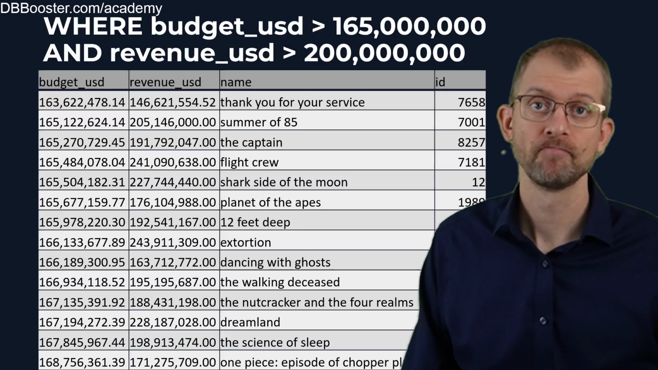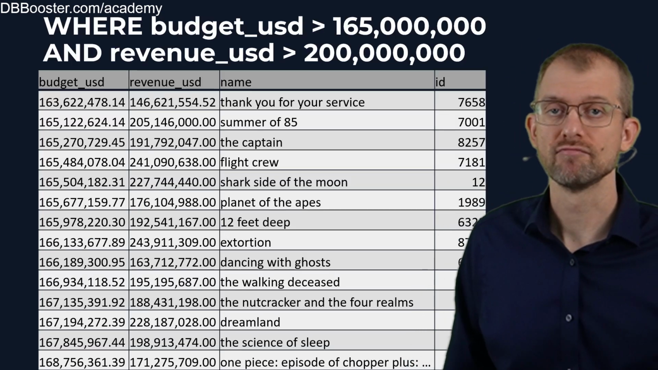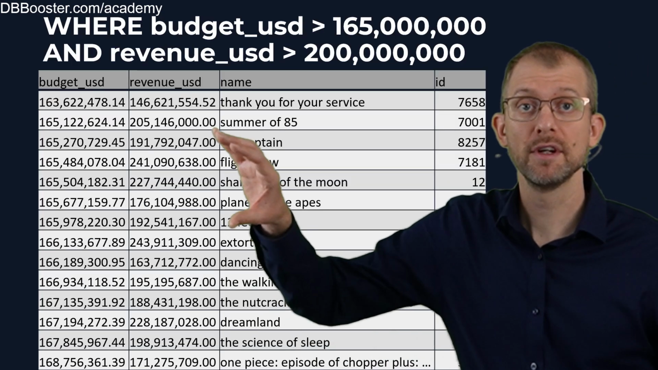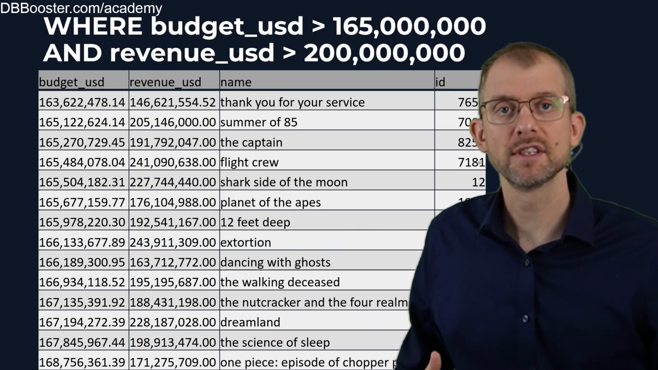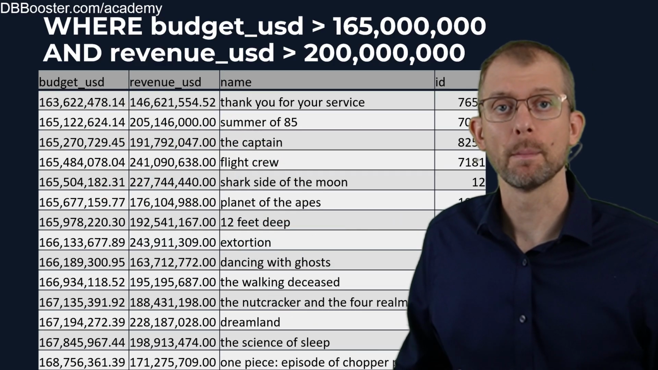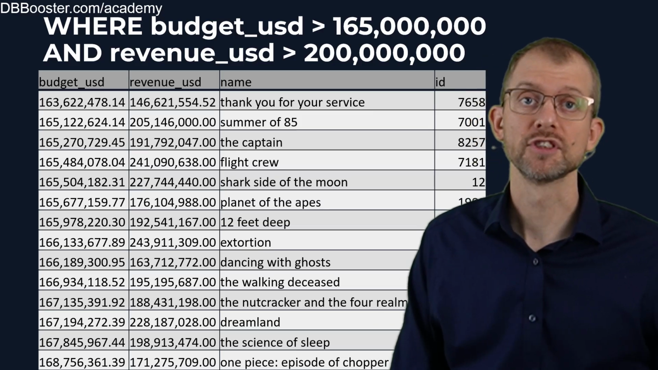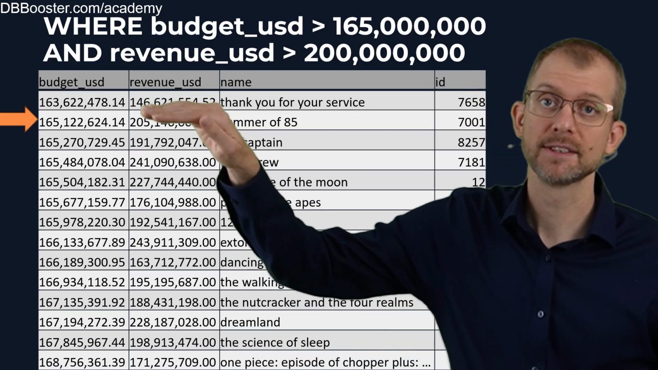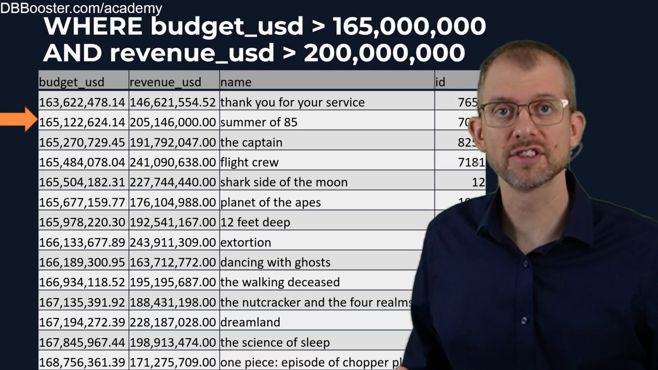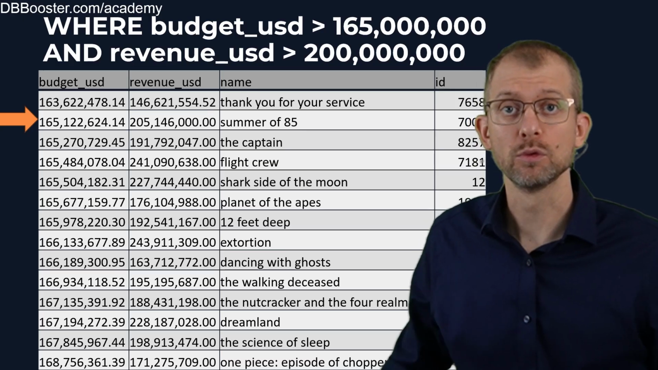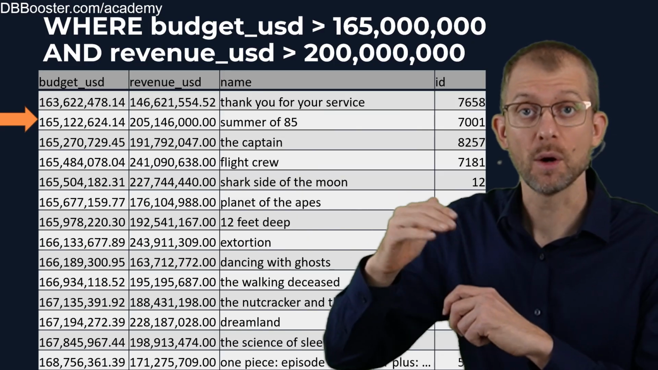Here is our index again. This time, the revenue column is added right after the budget. The database can still use the first inequality on budget to jump to the starting point in the index. But once it gets there, it can't use the second inequality on revenue to further narrow down the range.